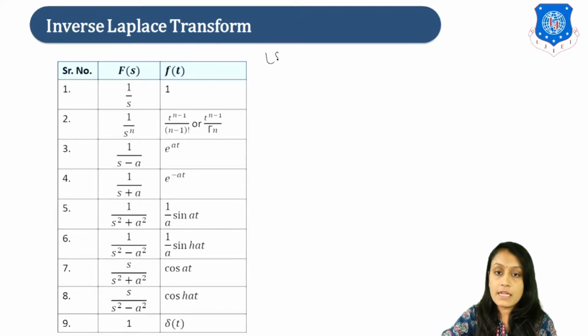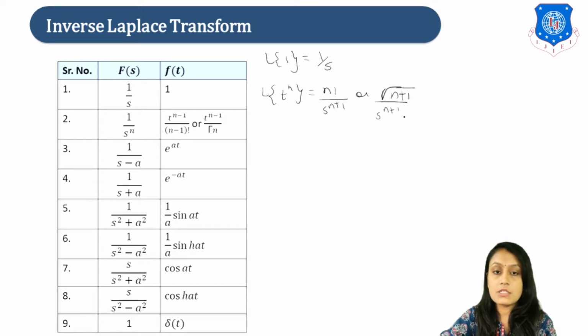Now we know that Laplace transform of 1 is what? 1 upon s. So Laplace inverse of 1 upon s is 1. Now we know the Laplace transform of t raised to n is n factorial upon s raised to n plus 1, or gamma n plus 1 upon s raised to n plus 1. Correct? So from this we'll get the Laplace inverse of 1 upon s raised to n. Here we have it in the form of n plus 1. If we want to write in the form of s raised to n, it will be t raised to n minus 1 upon n minus 1 factorial, or t raised to n minus 1 upon gamma n.